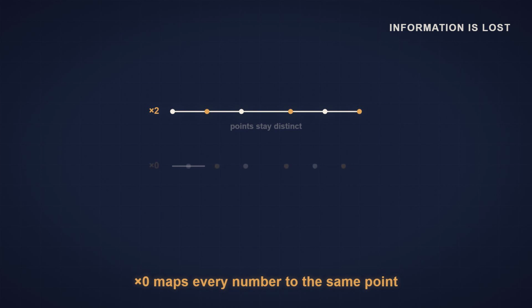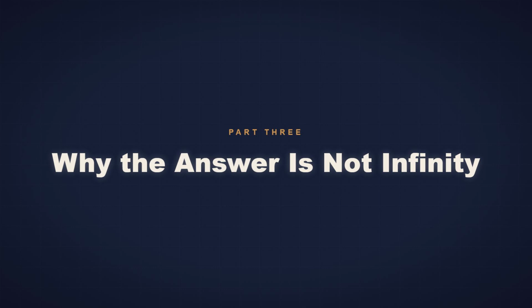Multiplication by a non-zero number stretches or flips the number line without merging points, so the operation can be reversed. Each output still remembers exactly which input produced it. Multiplication by zero crushes the entire line onto one point. Once every input has been mapped to zero, no inverse operation can reconstruct which input you started with. The graph explains why infinity appears near zero, but cannot be the value at zero.